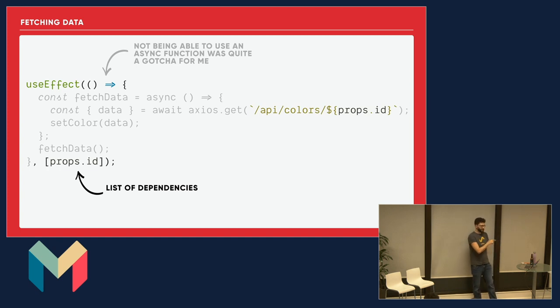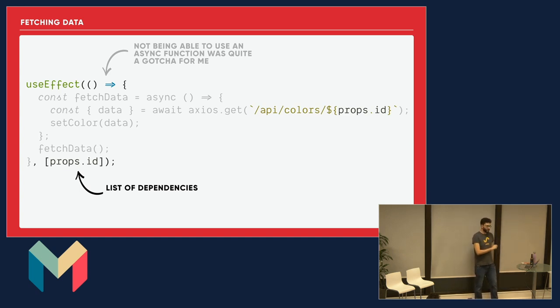This is the same array you've seen before in useCallback. The reason why it takes a list of dependencies is because the effect will be re-triggered at the change of that dependency. So in this case, specifically, if the prop ID would change, the effect would be re-triggered and you would fetch another color. If the prop ID doesn't change in the next render, that wouldn't happen. The effect would not be triggered.